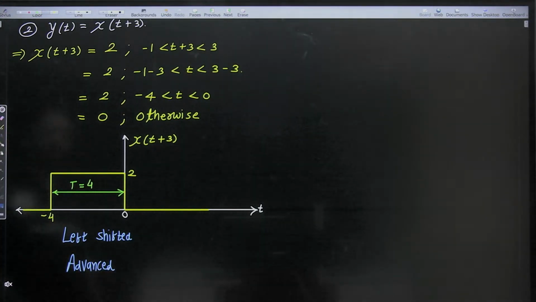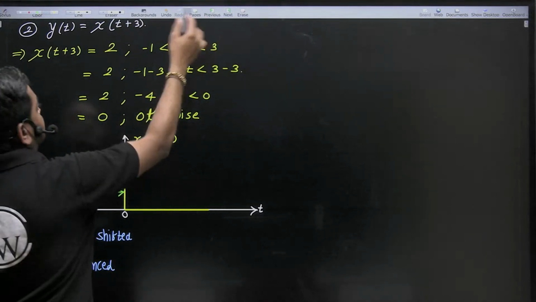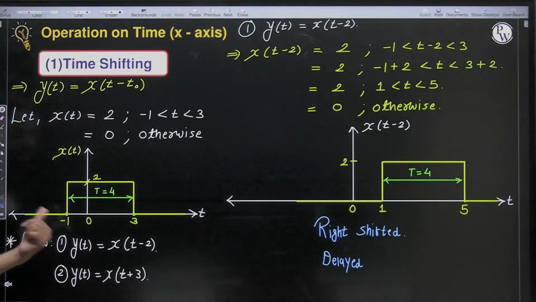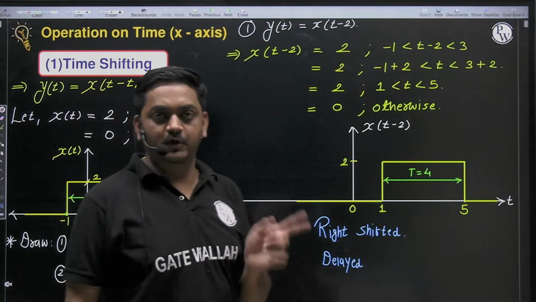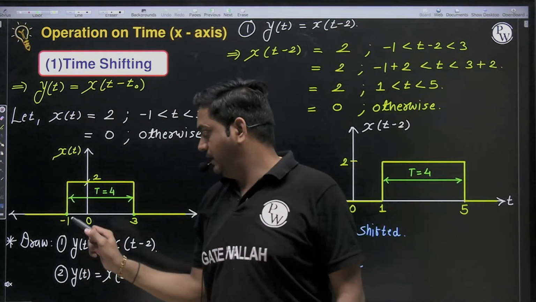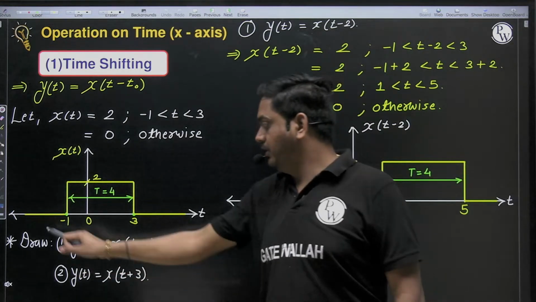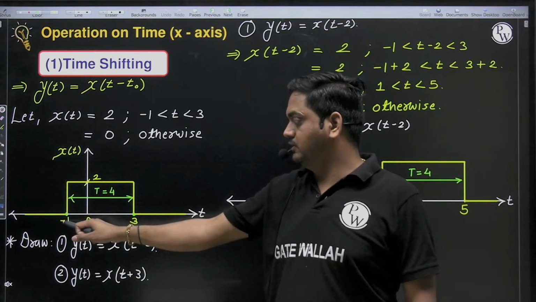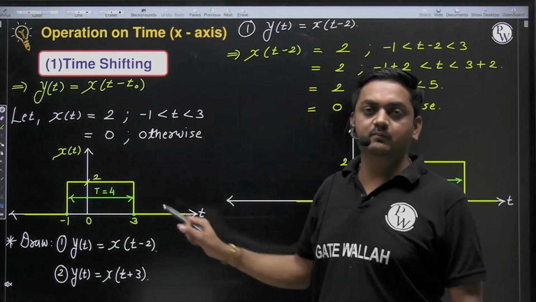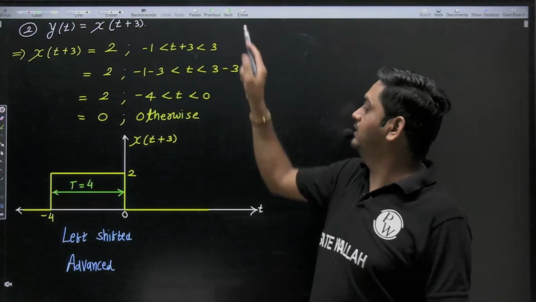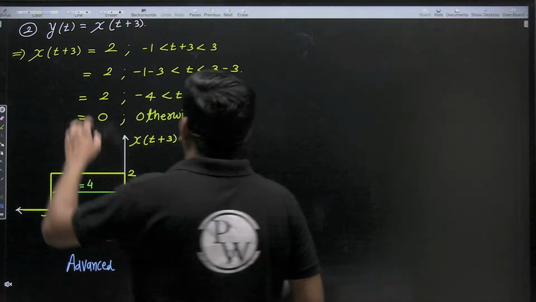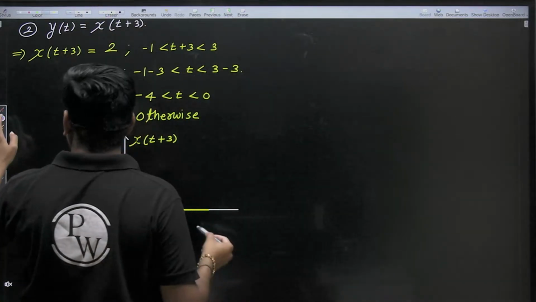Clear? So simply what you have to do is, t plus 3, then subtract 3 from each and every instant where the amplitude changes. Subtract 3 from this, so it becomes minus 4. Subtract 3, then it becomes 0. Then you will get x of t plus 3. This is the simple shortcut that you can remember.